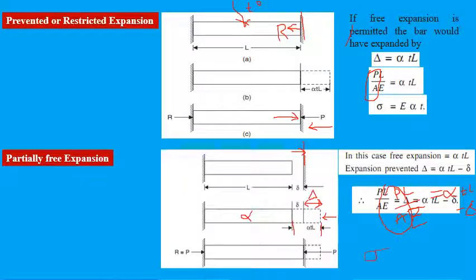Therefore sigma is equal to E by L into (alpha TL minus delta).